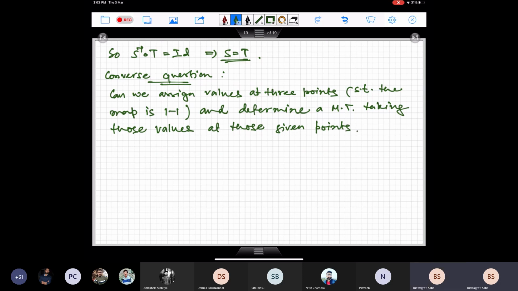Okay, so this is what I want to now understand, that I have 3 points and the map's values at those points are also given. Of course, since I know that Mobius transformations are going to be 1-1, I would like to ensure that whatever assignment I wish, that should be 1-1. Then my question is, can I determine a Mobius transformation which is going to take those particular values at those particular points? Is the question clear?